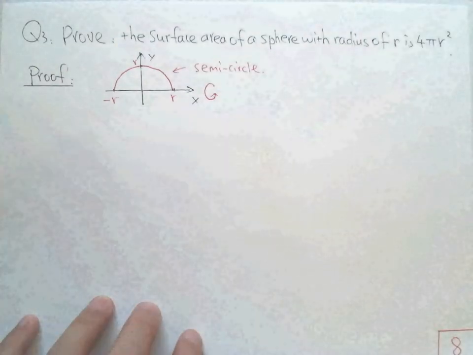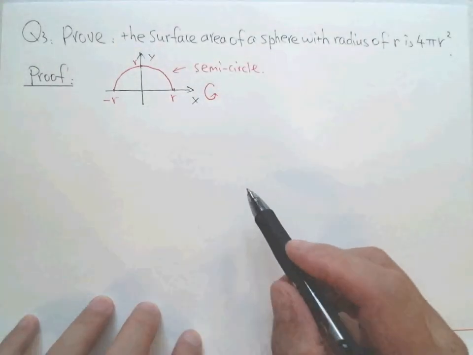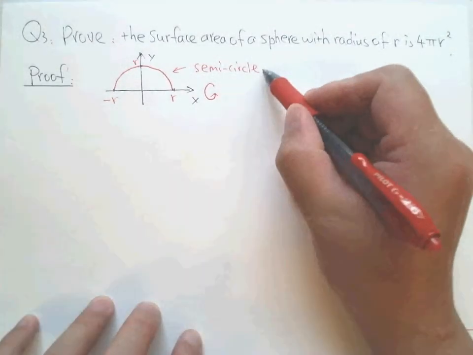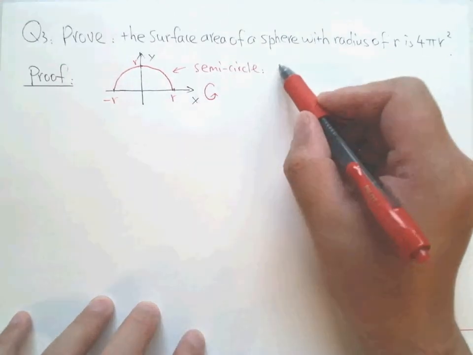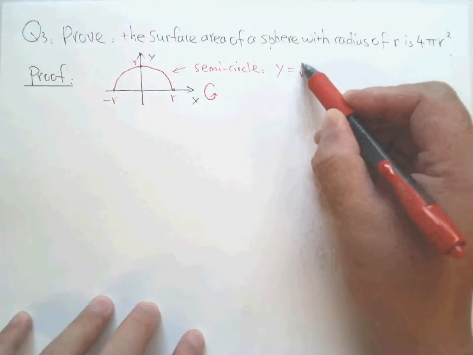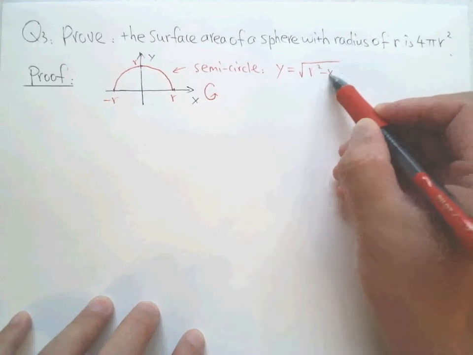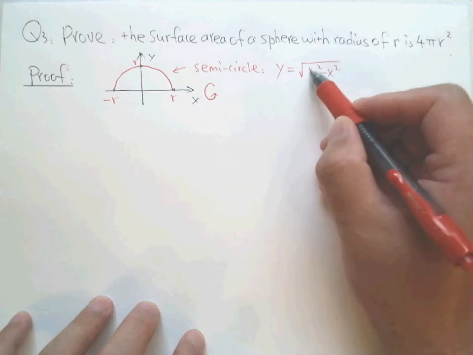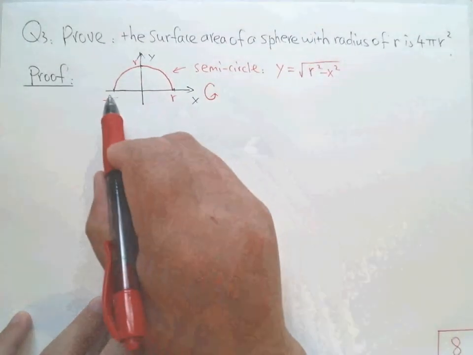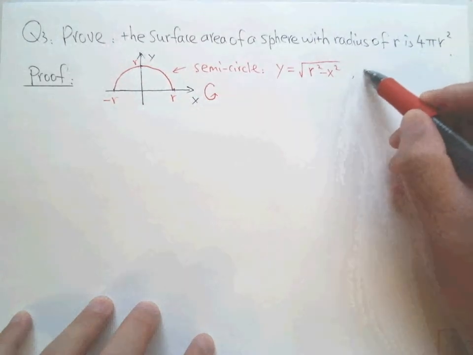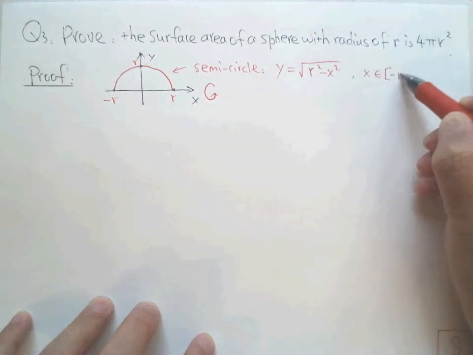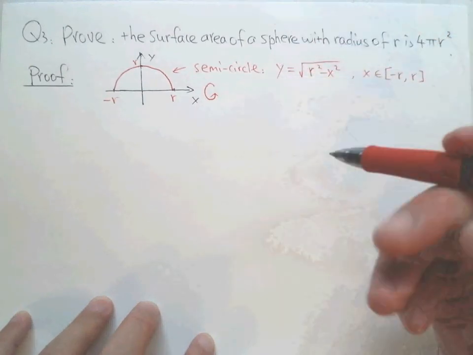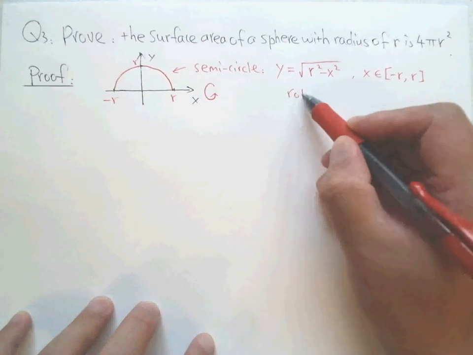And the surface area of a sphere is the area of revolution, right? That exactly belongs to our topic. What is the semicircle first? What is the function? It is y equals the square root of r squared minus x squared. Squaring both sides, you get x squared plus y squared equals r squared. This is the semicircle. What is x? x belongs to negative r to r.